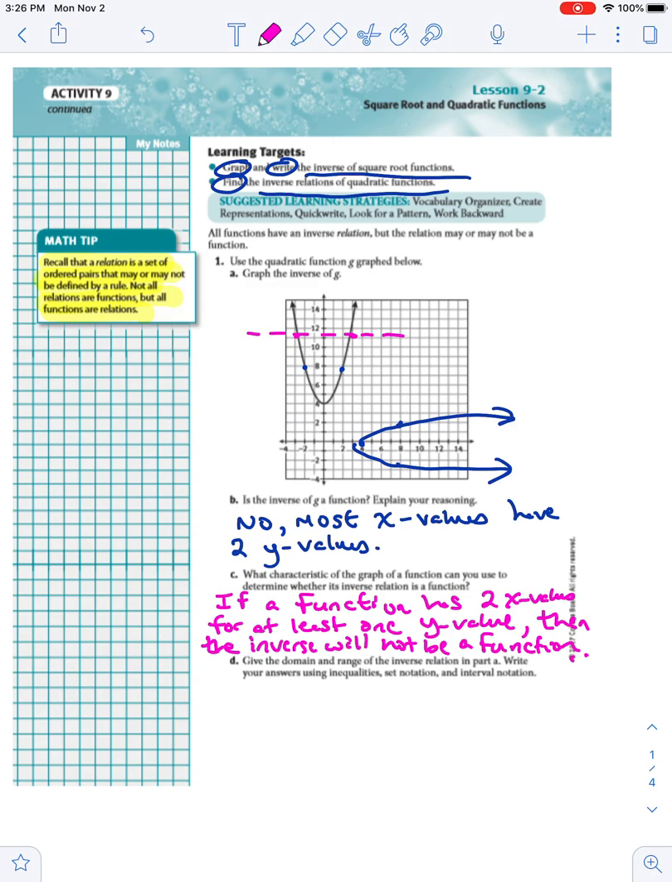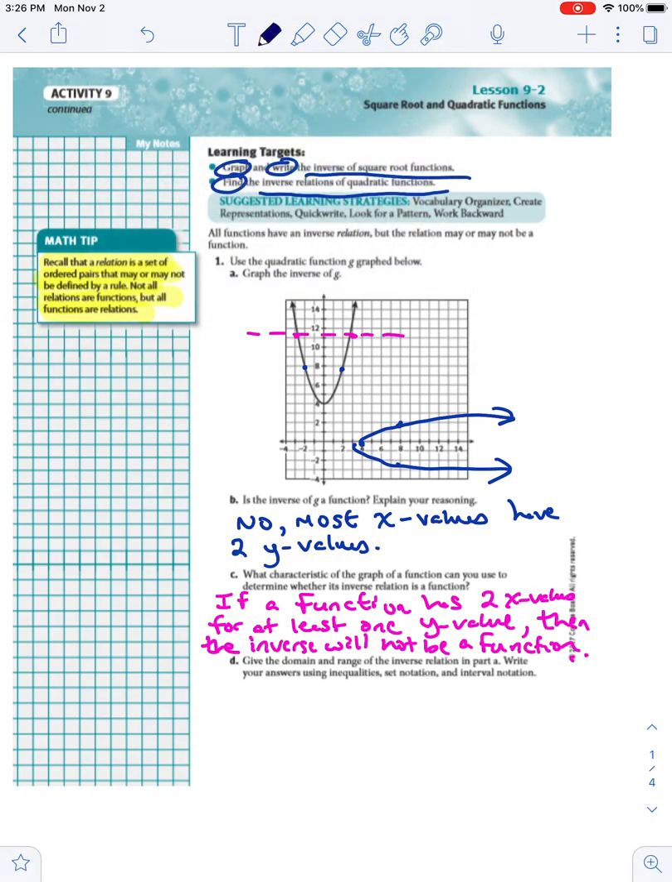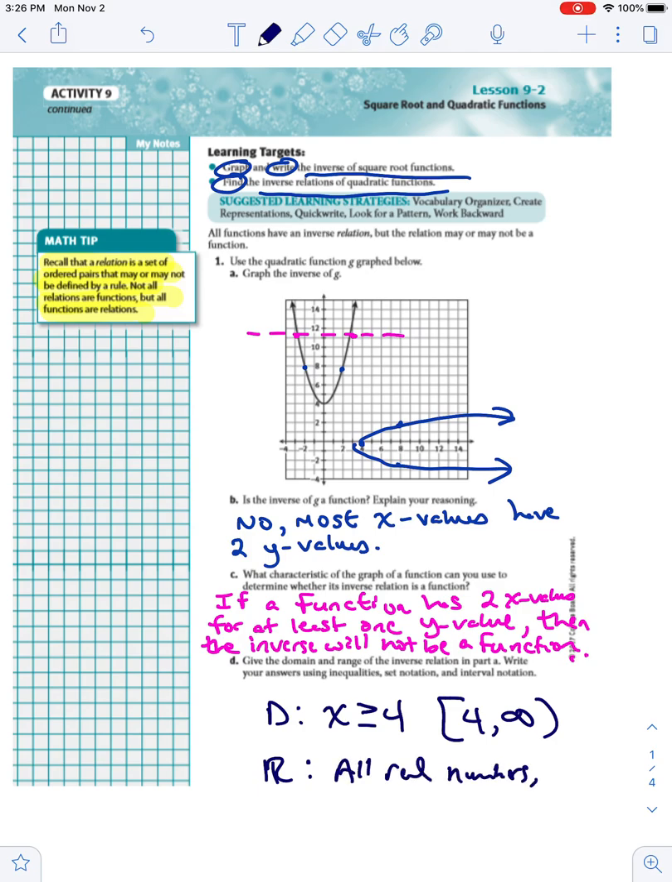All right, part D says, give the domain and range of the inverse relation in part A. So the domain looks like all the x's start at 4. So our domain is all of our x's greater than or equal to 4, or we'll say from 4 to infinity in interval notation. Our range, however, is going to be all real numbers, or we could say all values of y.